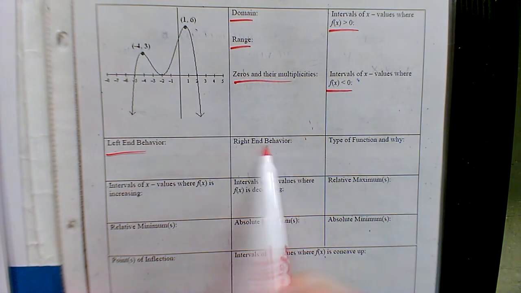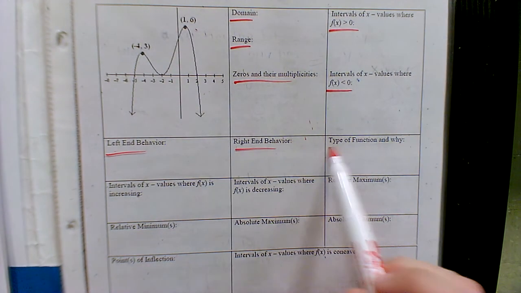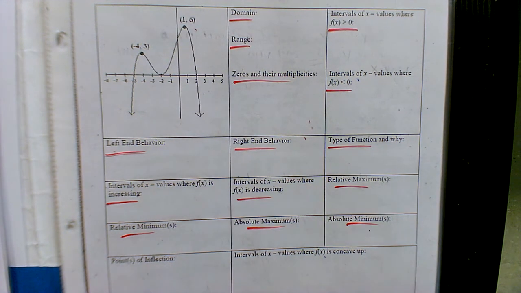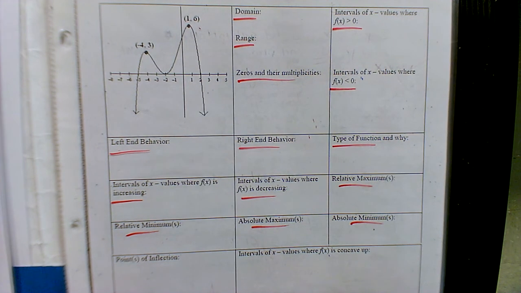I think you guys can tackle the left and right end behavior. We're going to talk a little bit more about that today. Type of function, increasing, decreasing, max and mins. We'll do points of inflection and concavity together because that's a little new for us. But if you want to try it, I'm not going to stop you.